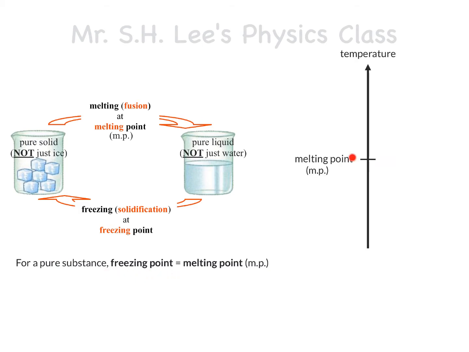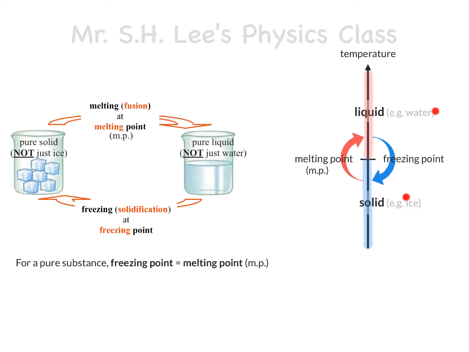After all, what's the meaning of the melting point of a pure substance? It means heating up a substance across this temperature, it turns from a solid to a liquid. So, higher than this temperature is a liquid, lower than this is a solid. That is to say, if you cool it down across this temperature, it changes from a liquid back to a solid. Well, then this is the freezing point, isn't it? So, for a pure substance, its melting point must also be its freezing point.